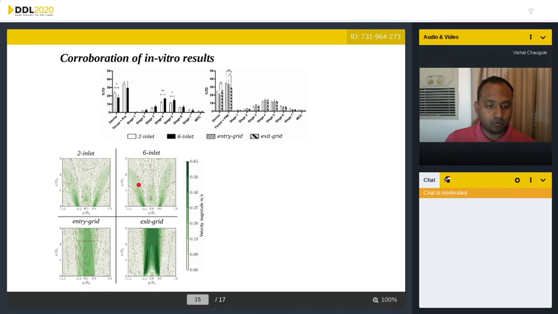We see large radial spread, and we also see a large recirculation region, which is not good because then we'll have particles moving back into the device. But when we use a grid, we see a much more straightened out flow. So this explains why we see a lower throat deposition for models with the grid.